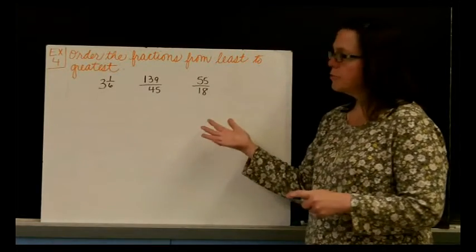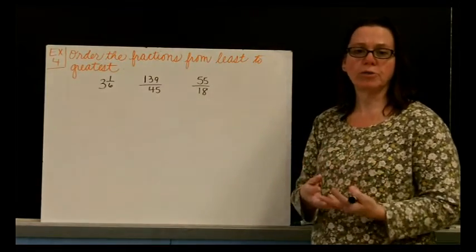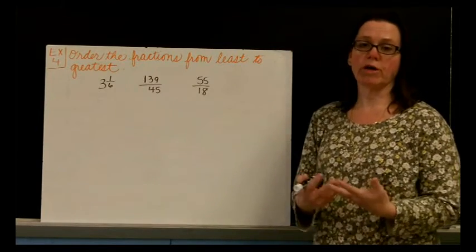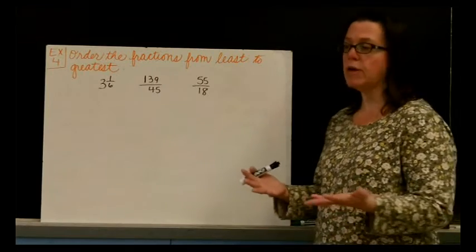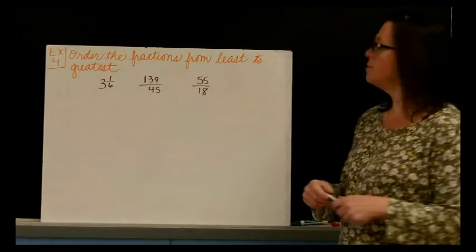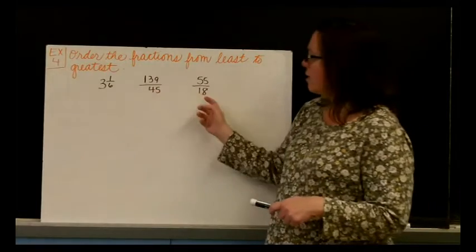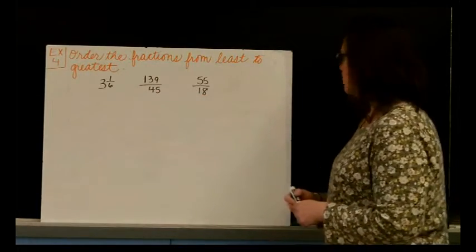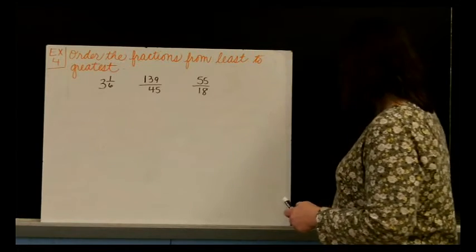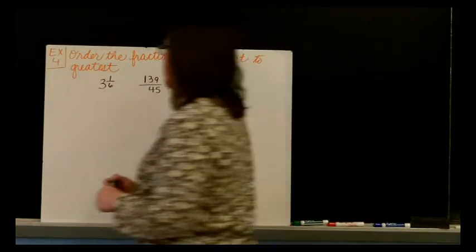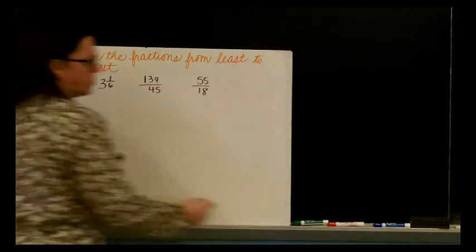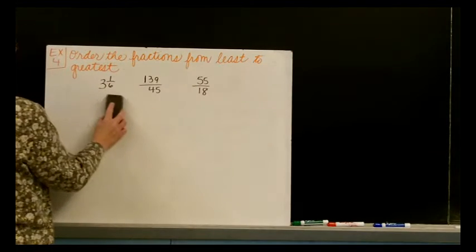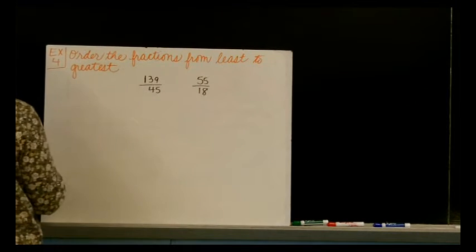Now, what we have to do with these fractions is similar to what we had to do with the fractions in example 3. Whenever you're comparing fractions, you need to have a common denominator. That you learned way back in 4th grade. Now I see that I have 2 improper fractions and a mixed number. So the first thing that I need to do is to take that mixed number and turn it into an improper fraction. So I'm going to change my 3 and 1/6 to 19/6.